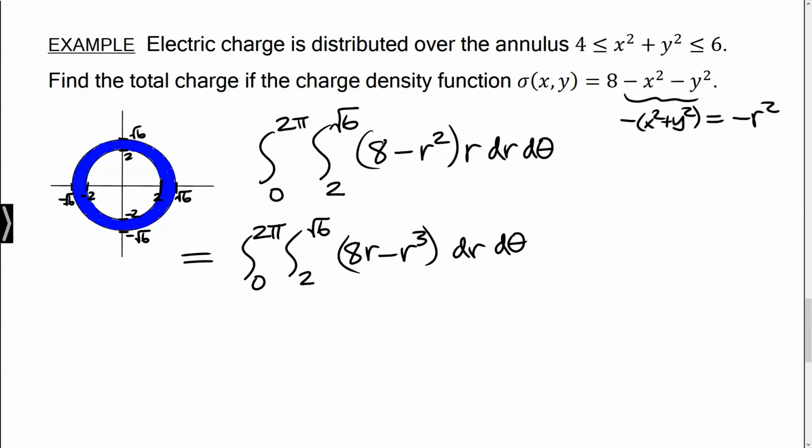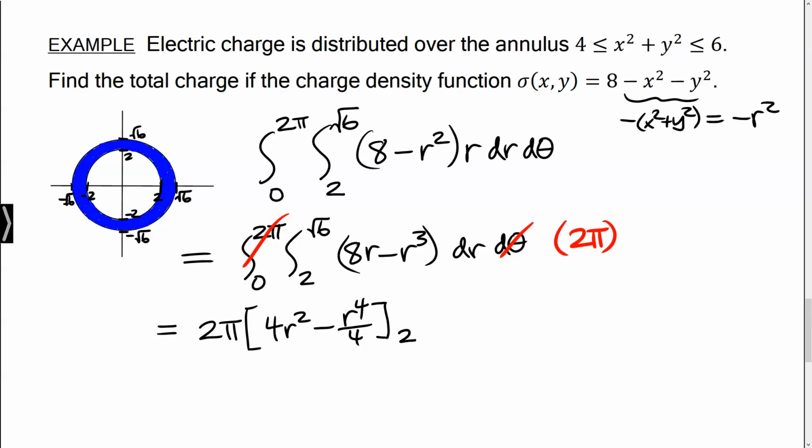Since this is solely a function of r, we can just cancel those out. We pick up a factor of 2 pi, and I'm going to try not to forget it this time. So we get 2 pi times, okay, this is going to integrate to 4r squared minus r to the 4th over 4, between 2 and square root 6.